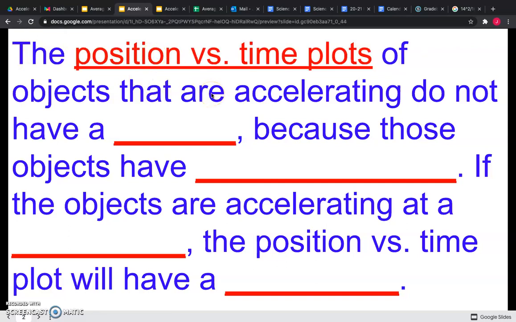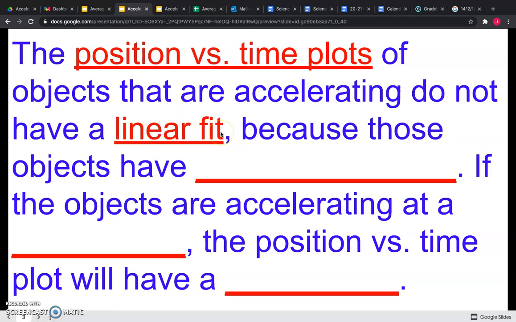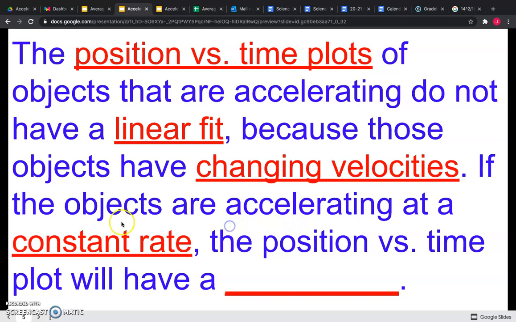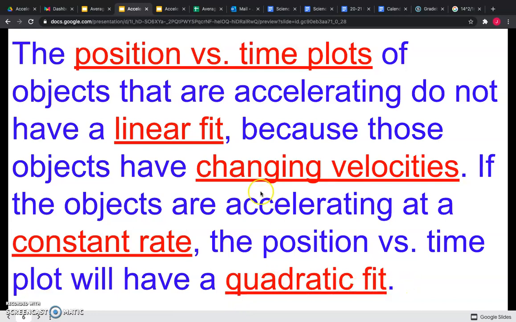The position versus time plots of objects that are accelerating do not have a linear fit, and that's because those objects have changing velocities. So again, we're going to be looking in this unit at objects whose velocities are changing, objects that are accelerating. If the objects are accelerating at a constant rate, the position versus time plot will have a quadratic fit. So last unit, all of our graphs were straight lines, right? We were looking at things with a linear fit. This unit, since we're looking at objects that are moving with constant acceleration, we should see them have a quadratic fit.